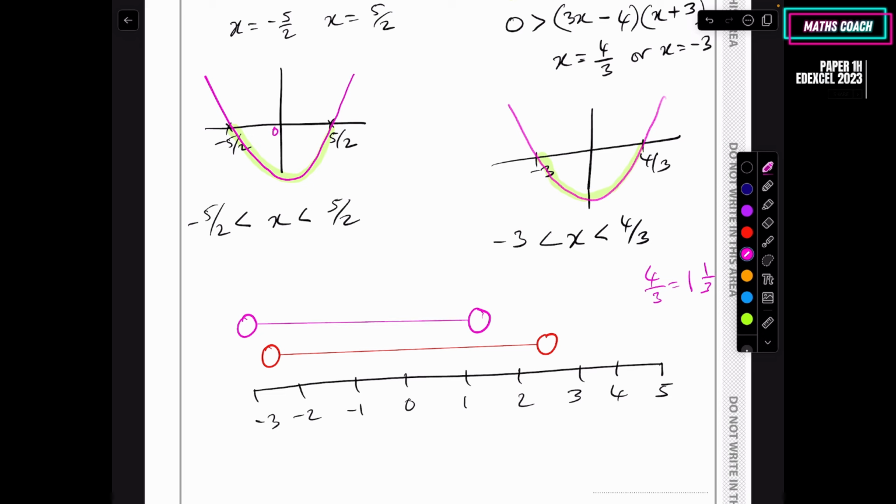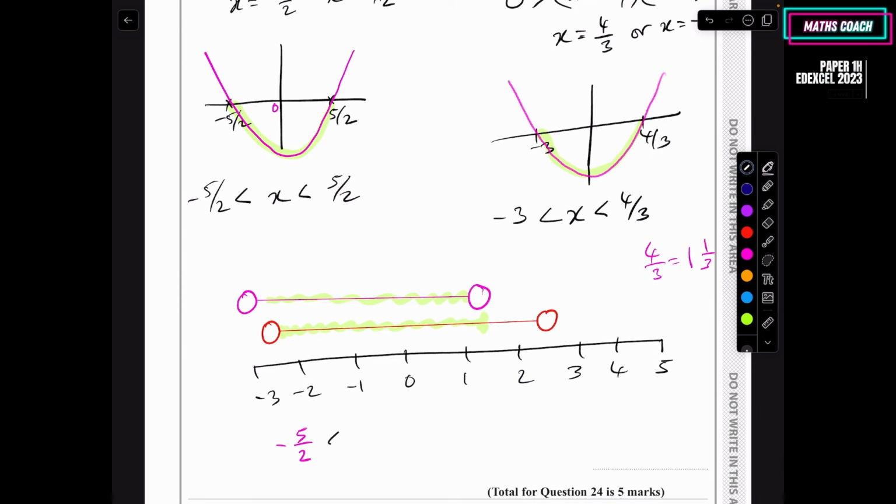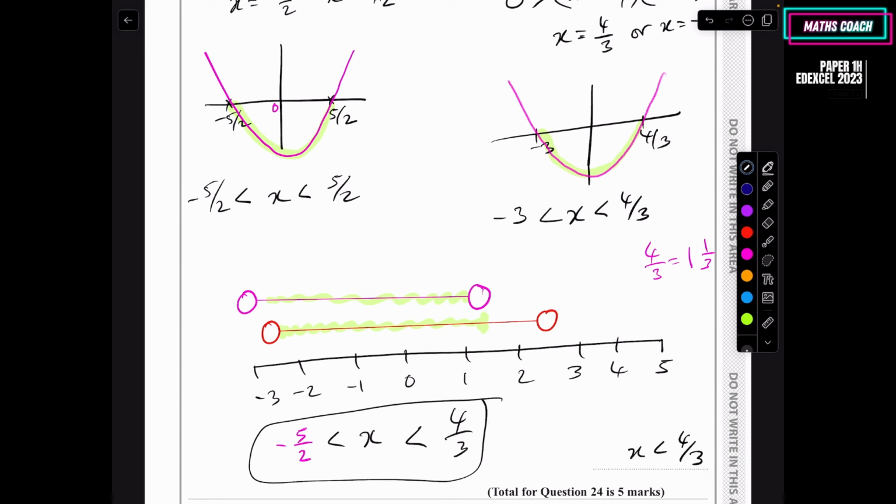Now, what are we looking for? We're looking for the parts where they both are the same. So it's here up to this point. They are the same. So we can use this one's value, which was minus 5 over 2, which is minus 2.5, and put x here. And for this one, that was from the 4 over 3. And that is our final answer. So we can put it here: x is less than 4 over 3 and greater than minus 5 over 2.